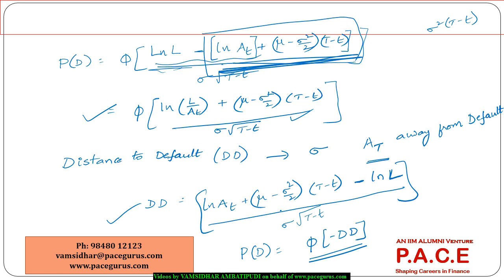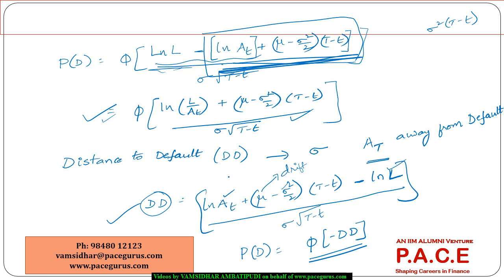So if I have all these values, if I can collect the log AT values, mu is nothing but the drift part, then sigma squared is the variance, right? Sigma squared is the variance associated with the asset values. AT is the value of the asset at time t, and L is the liabilities. If I am able to collect all this information, I can compute the distance to default, and from there I can very well compute the probability of default.